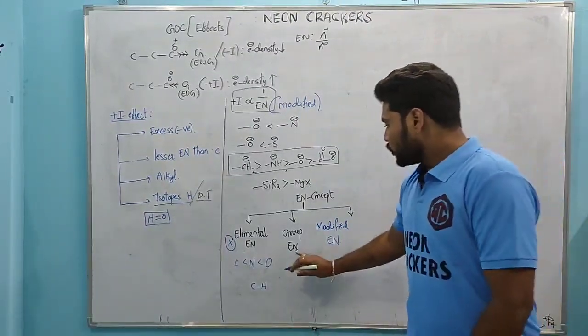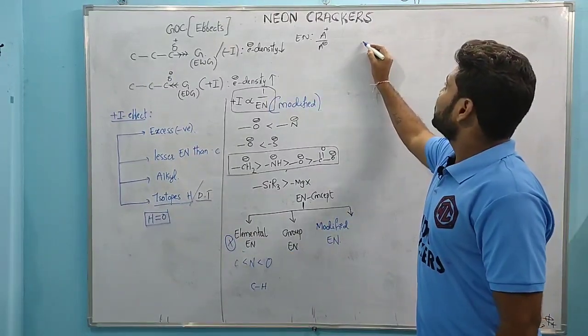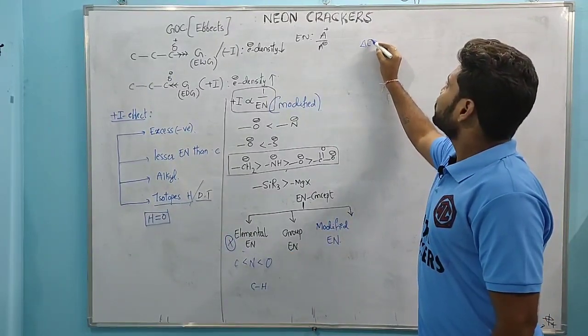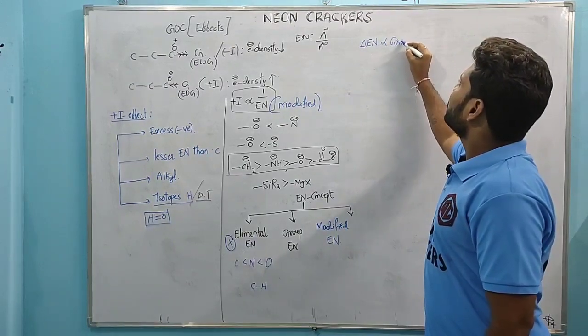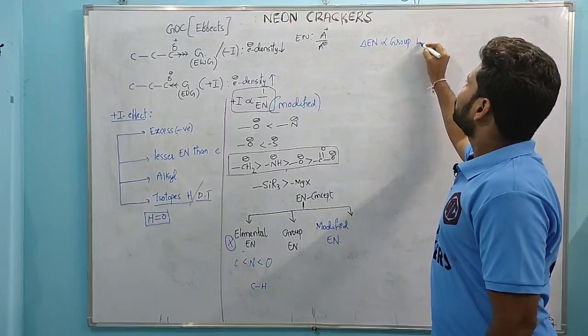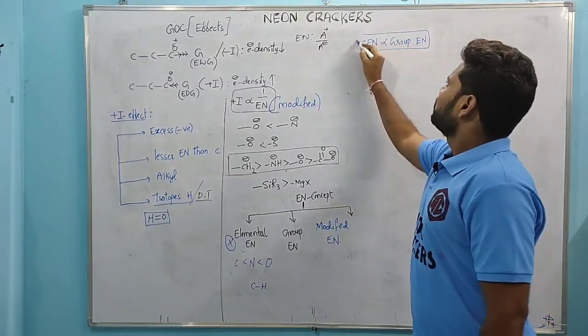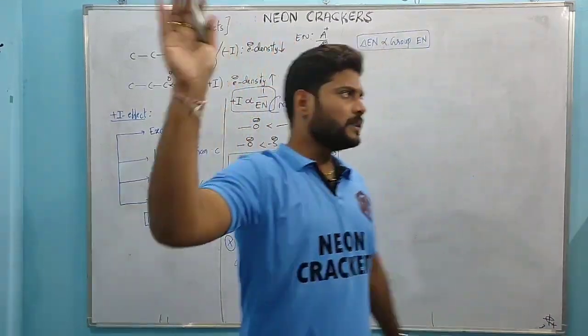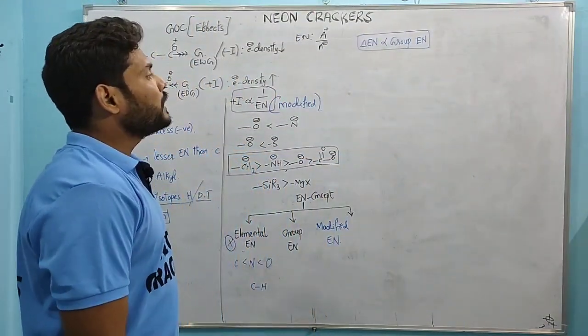Second thing is what here? Group electronegativity. Actually, the difference in electronegativity is directly proportional to group electronegativity. So this is the group electronegativity concept: the difference of the bond between any AB molecule or BC molecule. That is called directly proportional to group electronegativity.